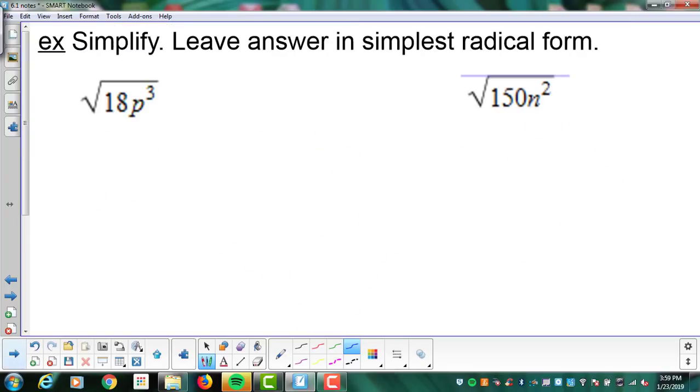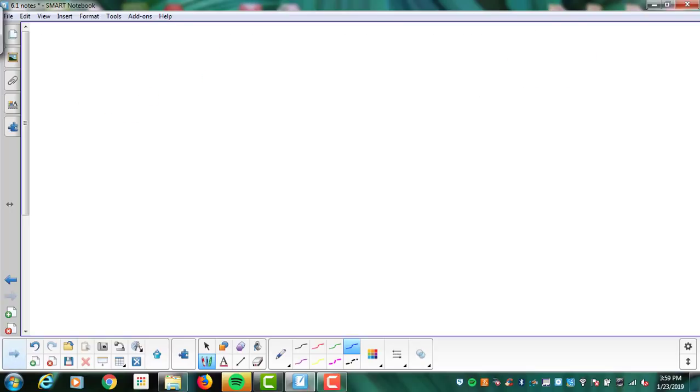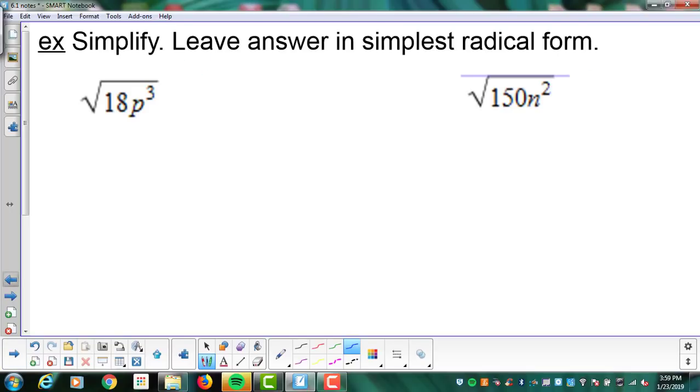Okay, how many more do I have? Because I feel like I'm giving you way too many. Okay, we've just got 4 more. Leave answer in simplest radical form.